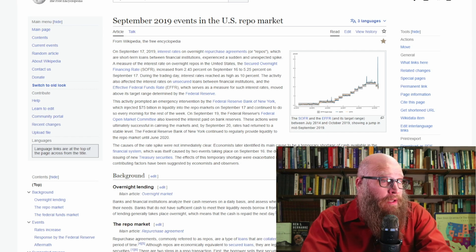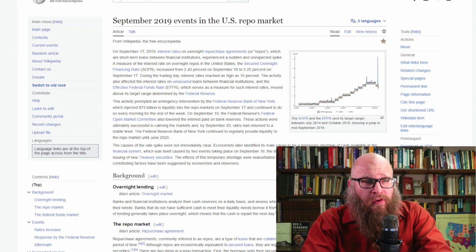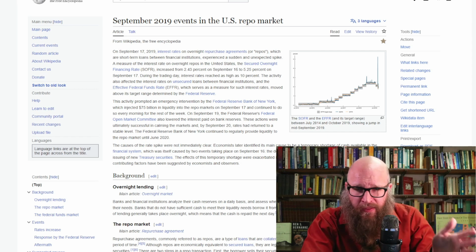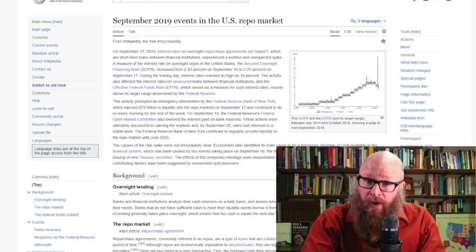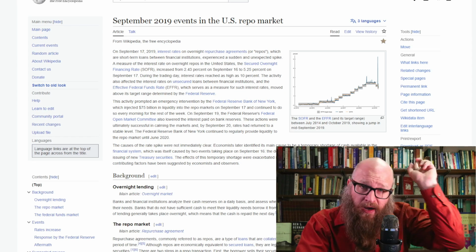The repo market made a lot of headlines back in 2019 because there was some haywire with it and the Fed had to make a bunch of adjustments to it to keep it functioning. If you're curious about it, you can do more reading here.